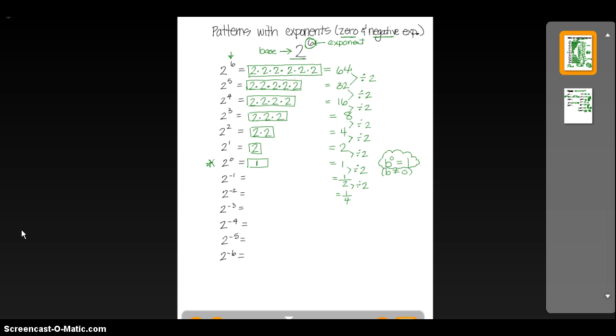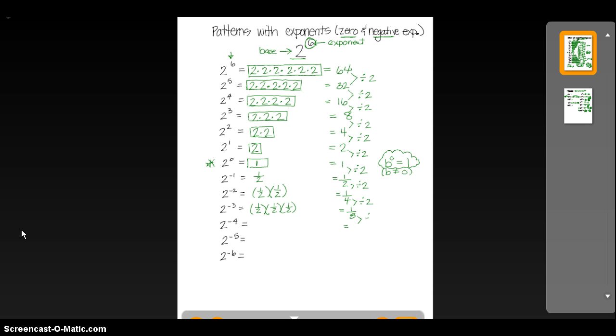So over here, 2 to the negative first power, that's 1 factor of 1/2. 2 to the negative second power is 2 factors of 1/2 to give us 1/4. 2 to the negative third power, hopefully you're seeing the pattern here. If I divide by 2 again, that gives me 1/8. That means I have 3 factors of 1/2.